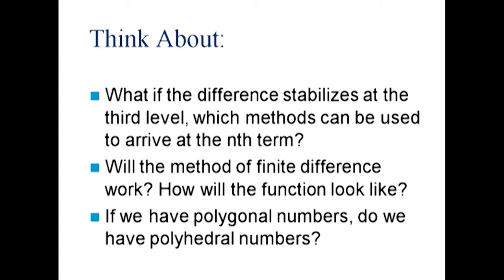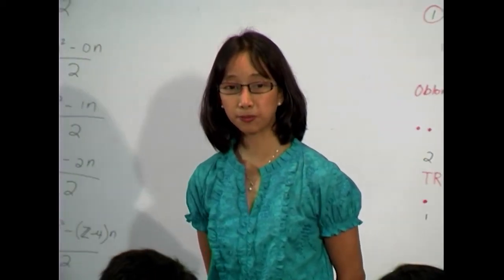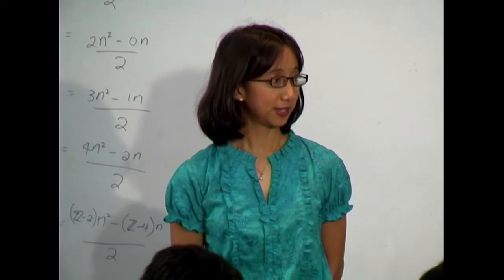If we have polygonal numbers, do we have polyhedral numbers? Polygons are two-dimensional figures, and polyhedra are three-dimensional figures. Do we have those? Can we have a formula for the nth term? That's for you to think about.